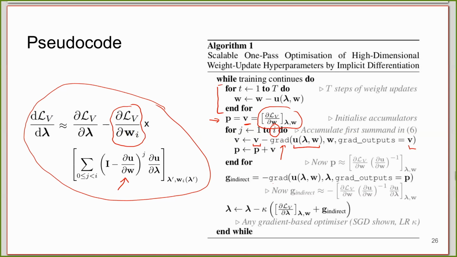And then you just need to multiply by this term, which you do with another Hessian vector product. I mean, it's not a Hessian vector product, but it's a similar approach. You multiply whatever you got by this vector U, and then you differentiate with respect to lambda. And that's it. This is the whole thing. It's just update weights for T steps, 10, and then you have this small loop that calculates the hypergradient, and it requires a total of I Hessian vector products. Any questions on this? Yes.